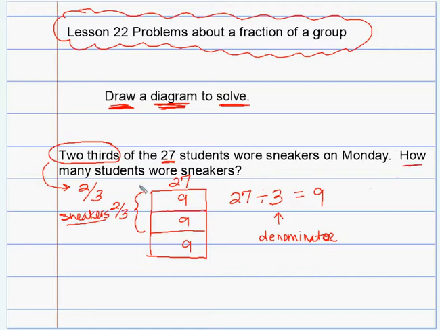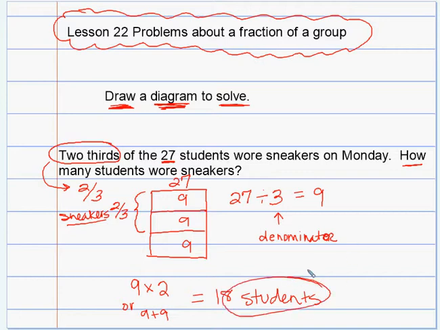Answer the question. How many students wore sneakers? Well, 2 of the 3 groups did. So how many is that? 9 times 2, or 9 plus 9. Either way, it equals 18 students. That answers your question. 18 students wore sneakers.